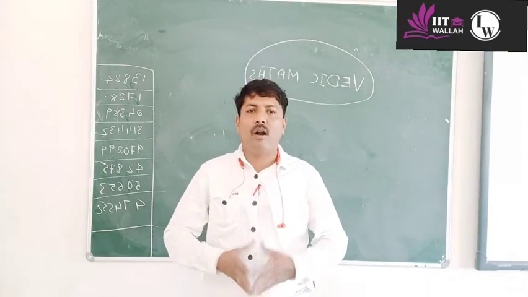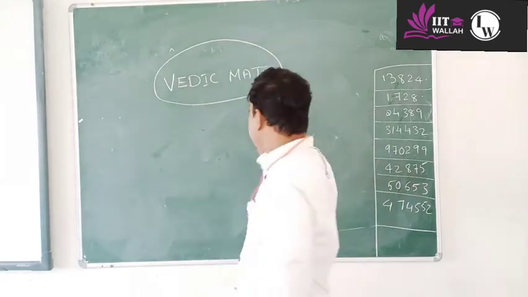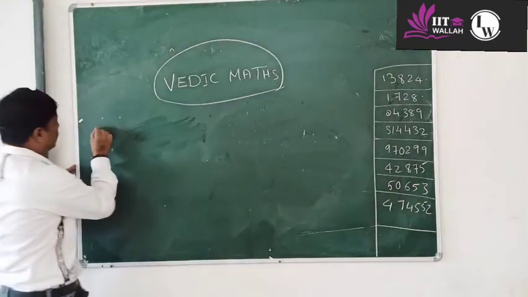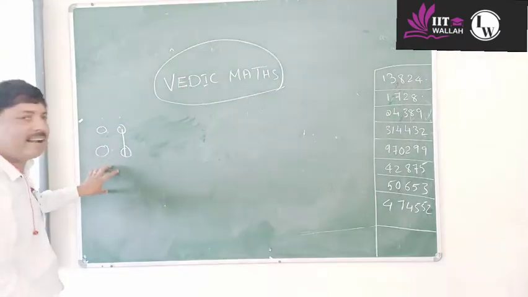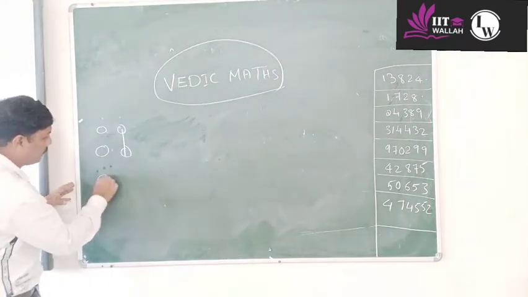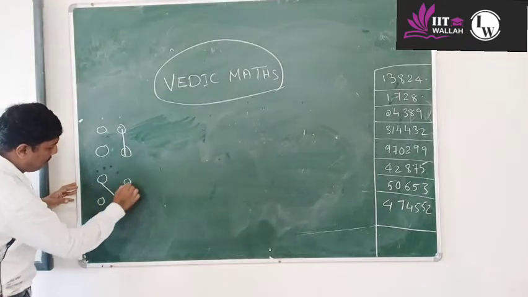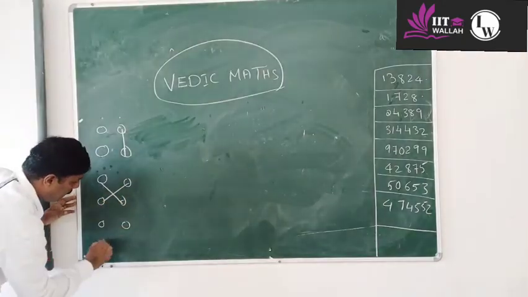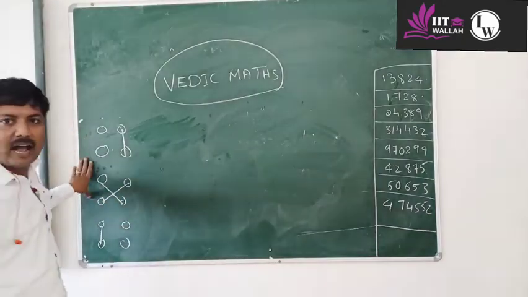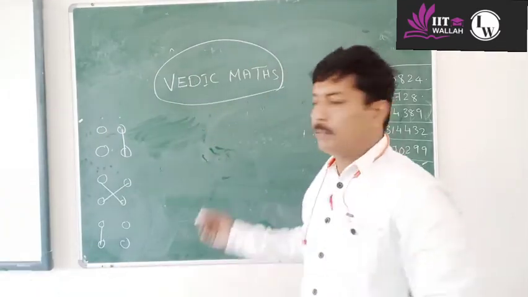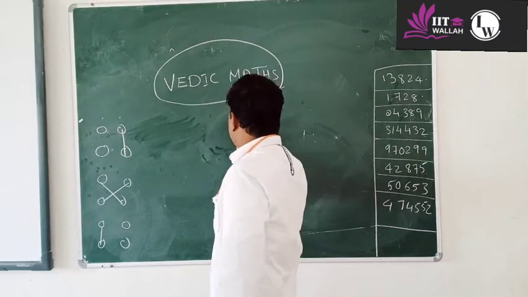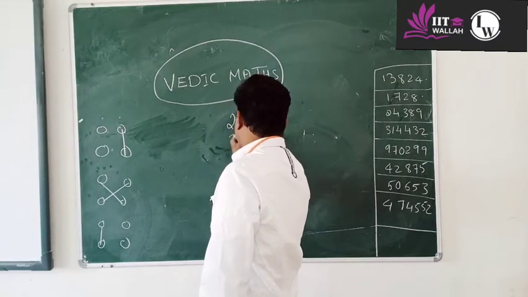The first trick, I can show you with all numbers. This is the pictorial representation of that. This I will explain later. Now we are going to multiply any 2 digit number. See, 23 into 32.